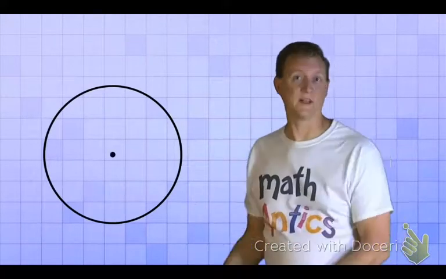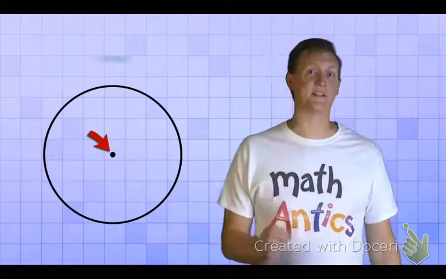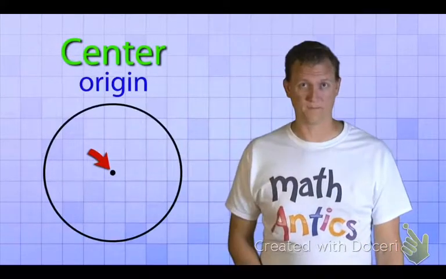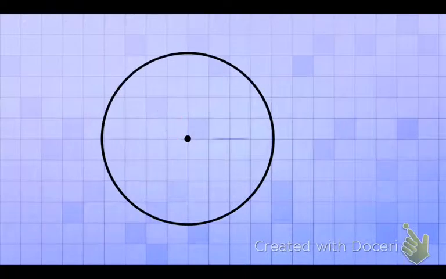Okay, now let's learn about the parts that make up a circle. First of all, we have the original point that we started with. That's called the center, or the origin of the circle. Next, we have the distance that we use to draw all of the equidistant points that form a circle. That distance is called the radius.